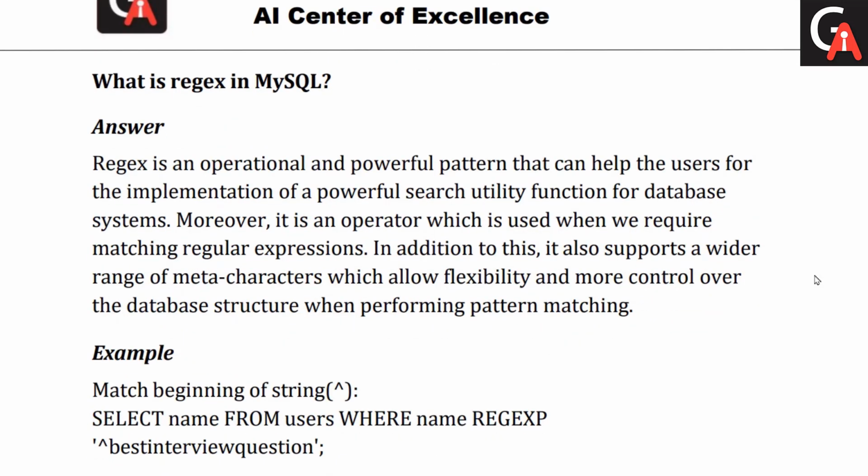In addition to this, it also supports a wider range of meta characters, which allows flexibility and more control over the database structures while performing pattern matching. So if I have a requirement to do pattern matching of certain things and want to retrieve data from the database based on some patterns, then I'll go with the regex concept. But you may have heard about the LIKE operator in MySQL. The LIKE operator is the basic form of regex, in which we use the percent and underscore symbols to do the pattern matching.